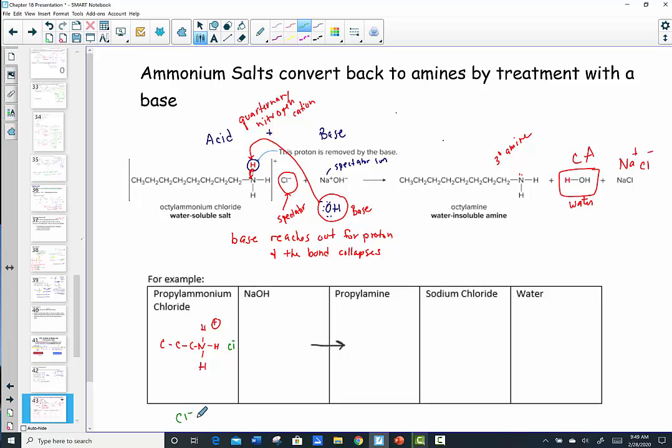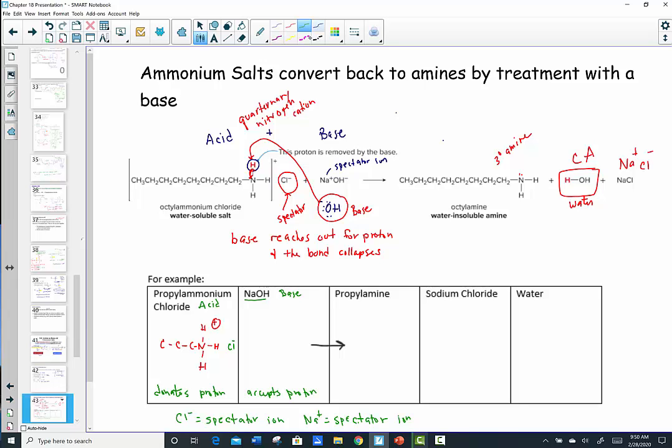Chloride is a spectator. It's not really doing any acid-base chemistry at all. And the sodium is the spectator as well. It's not participating in the acid-base chemistry at all. It's just there to neutralize charges. So when I look at NaOH, that is a strong base, and the salt is going to act as the acid. The acid donates a proton and the base accepts the proton.